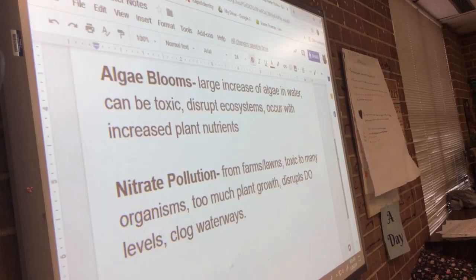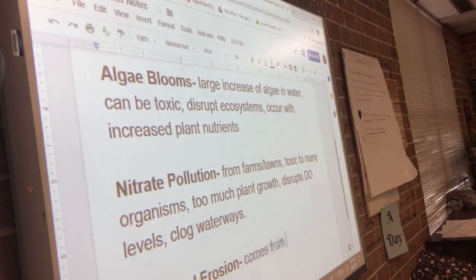Erosion. Say increased erosion. Water flows downhill. So what kind of water do we call it when it flows downhill? Runoff. Comes from increased runoff. Transports dirt and other contaminants.